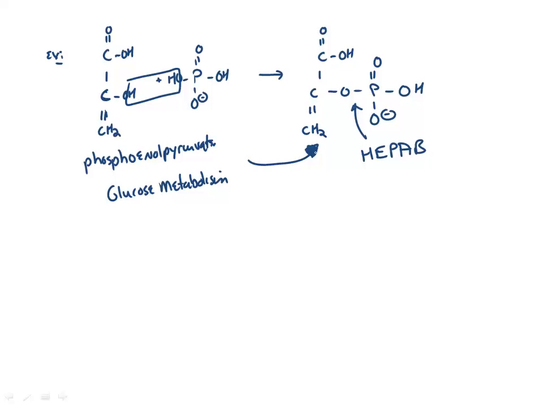Anhydride bond. Some books will just say high energy phosphate bond. I like to throw the word anhydride in there. It's one of those, again, 50-50 things I've seen, whether they show that as O minus or OH too.